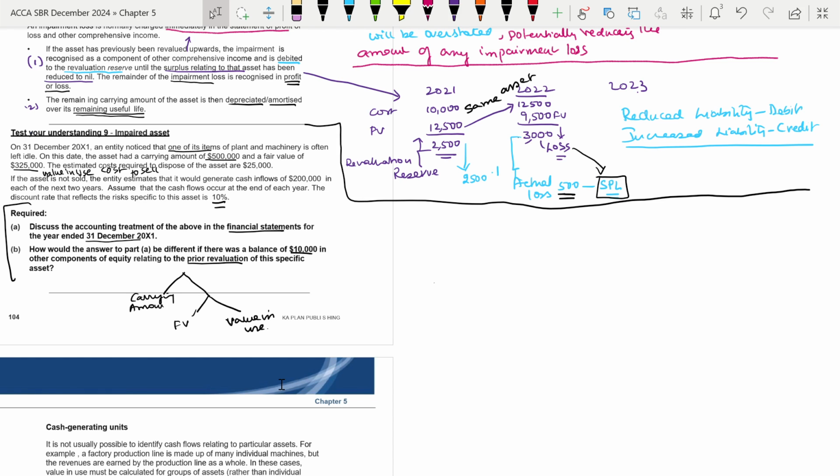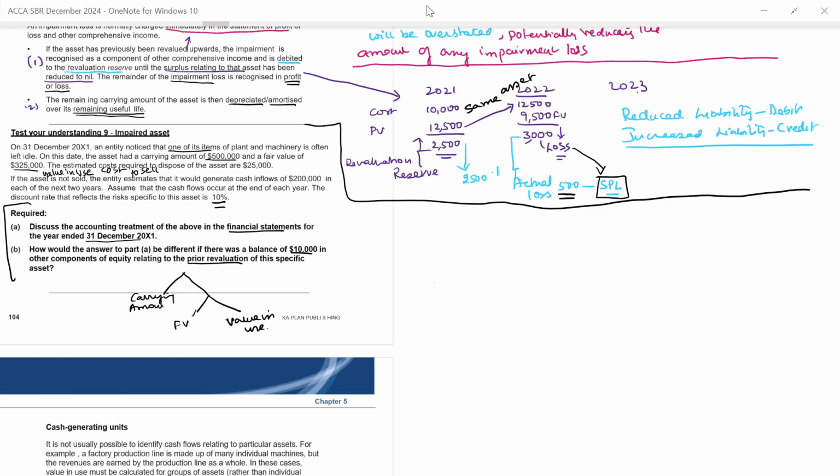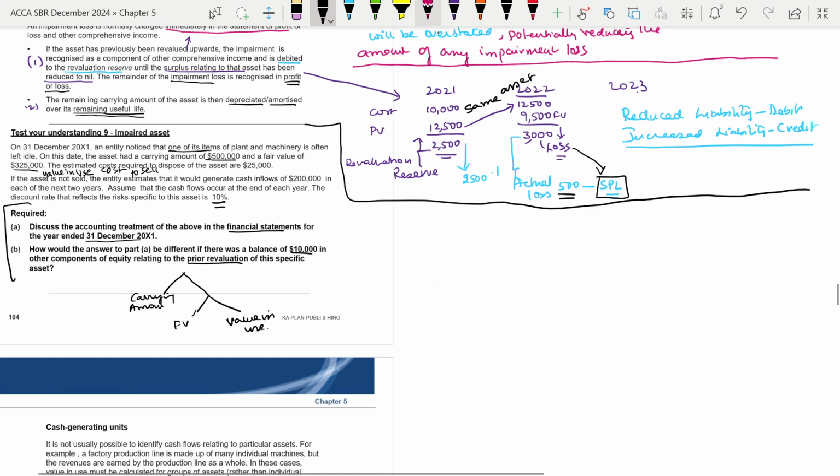How much is the carrying amount? 500,000. Is it right? You will understand much easier if you do this. Carrying amount is 500. Fair value less cost to sell is how much? 325 minus 25,000. How much is there? 300,000.